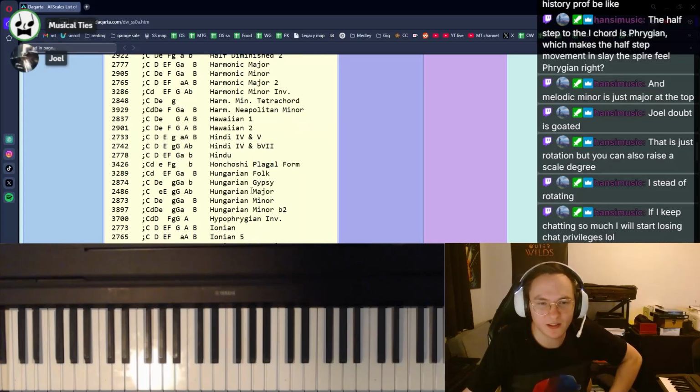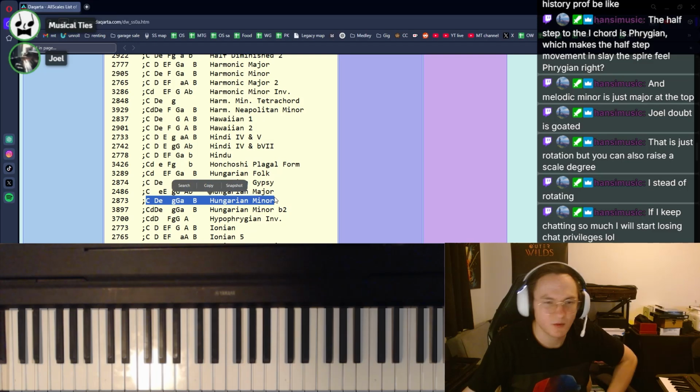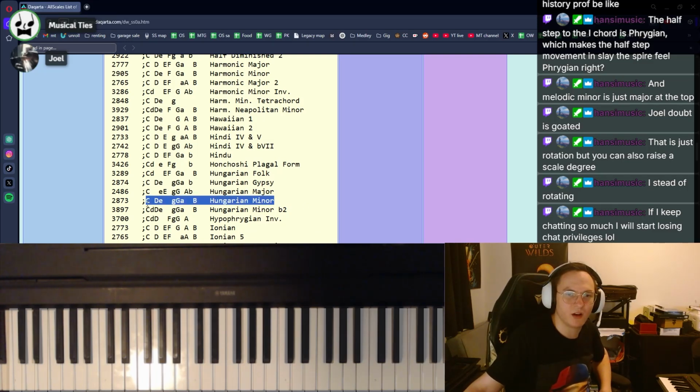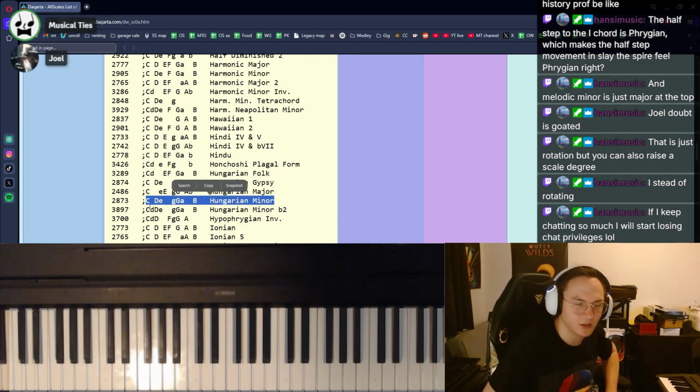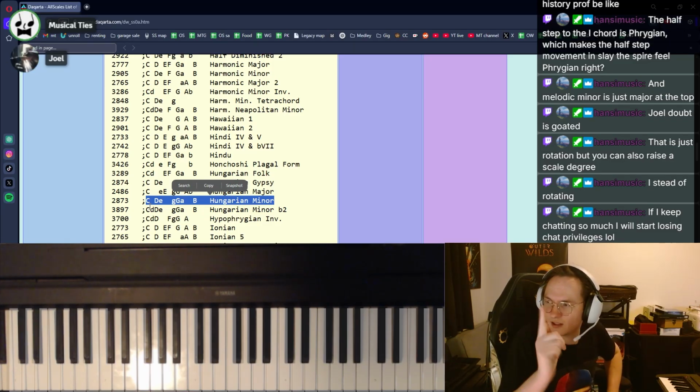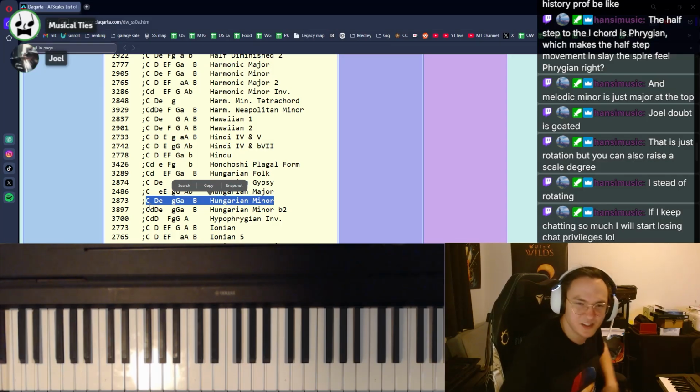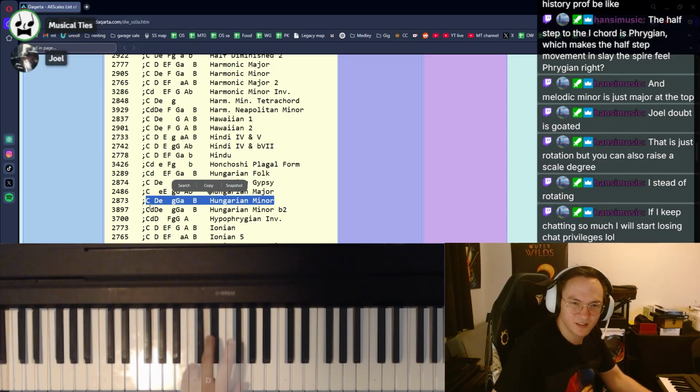We were looking at Hungarian minor at one point, which is what we actually arrived at as being the scale for Slay the Spire. This is the scale that Slay the Spire uses.